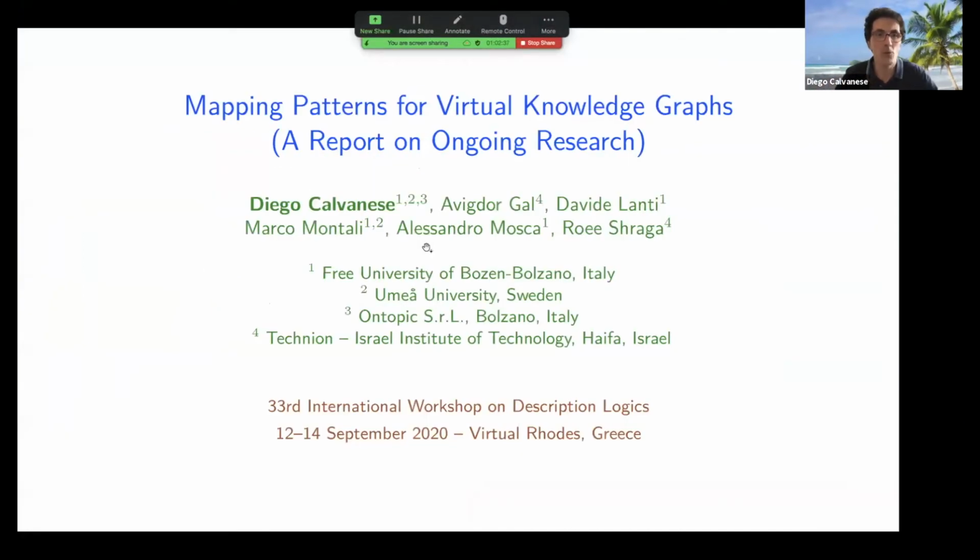Okay, so I want to talk about mapping patterns for real-time knowledge graphs. Stefan already said this is joint work with Avigdor from Haifa, with Davide Lanti, Marco Montali, and Alessandro Mosca from Bolzano, and with Roee Shraga in Haifa together with Avigdor. And this is essentially ongoing research that we are doing here.